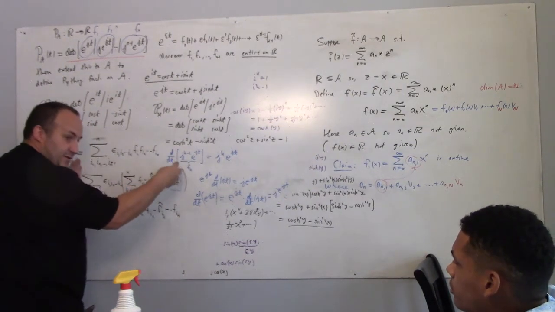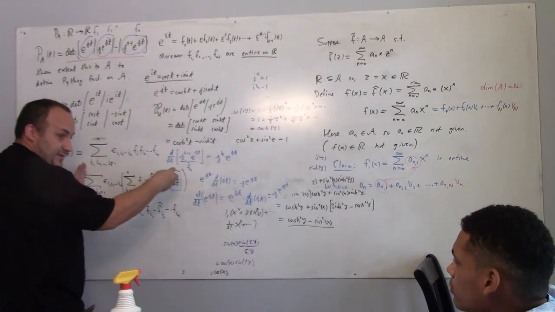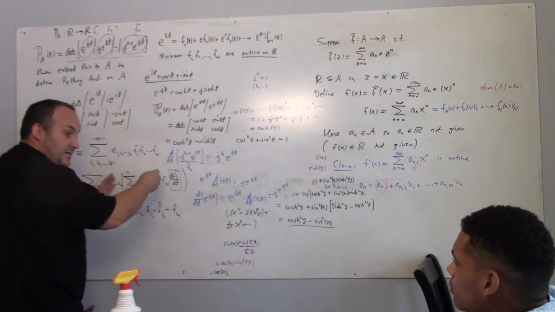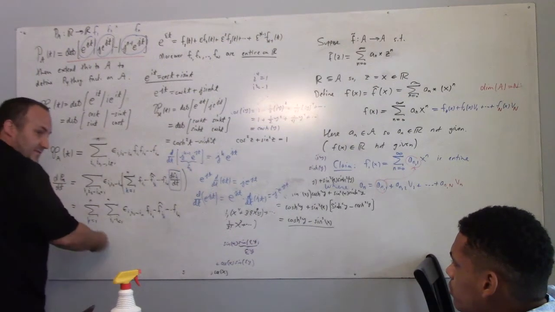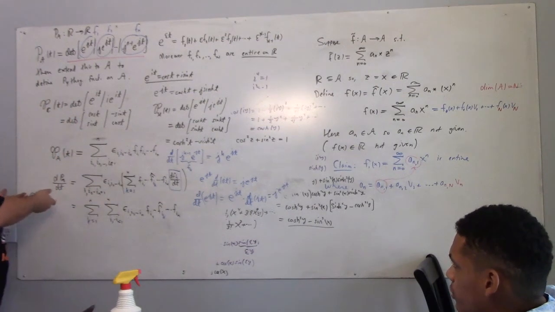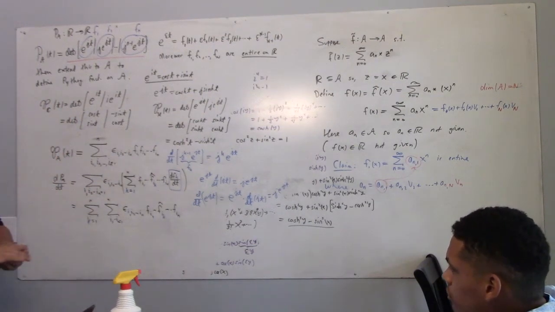But this is the determinant of a matrix which has a column repeated. Therefore, everything here is 0, which means the derivative is 0, which means that this is a constant function, which is why you get the Pythagorean theorem.